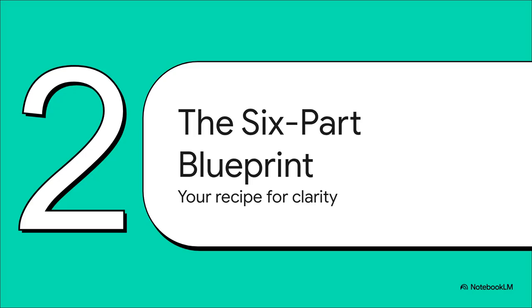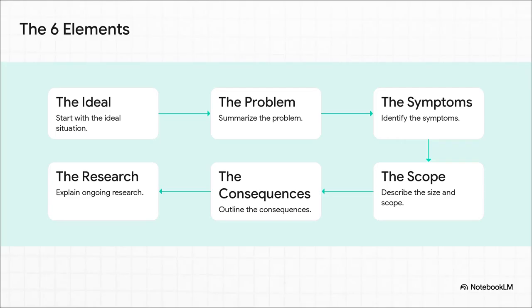So how do you actually write one? Is there a formula? You bet there is. And luckily, it's not that complicated. Think of it as a simple 6-part recipe that will guide you step by step from total confusion to absolute clarity. Here they are, the 6 ingredients. We're going to start by painting a picture of the ideal. Then we'll state the core problem. After that, we'll list the symptoms, what you can actually see. Then we'll define the scope, outline the consequences, and finally mention any other research. So let's break them down one by one.